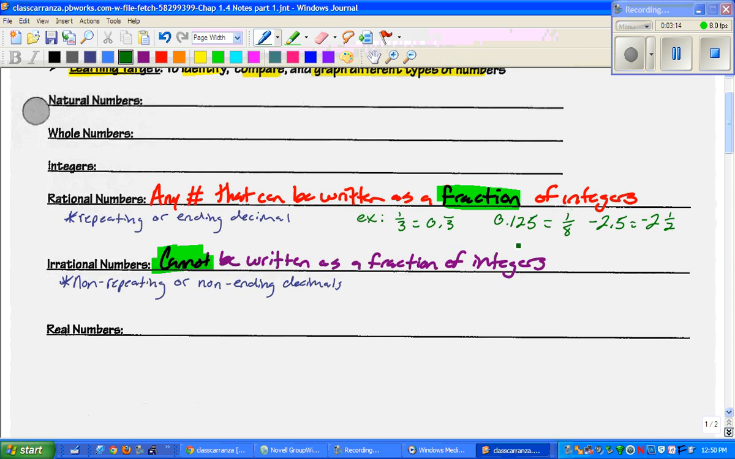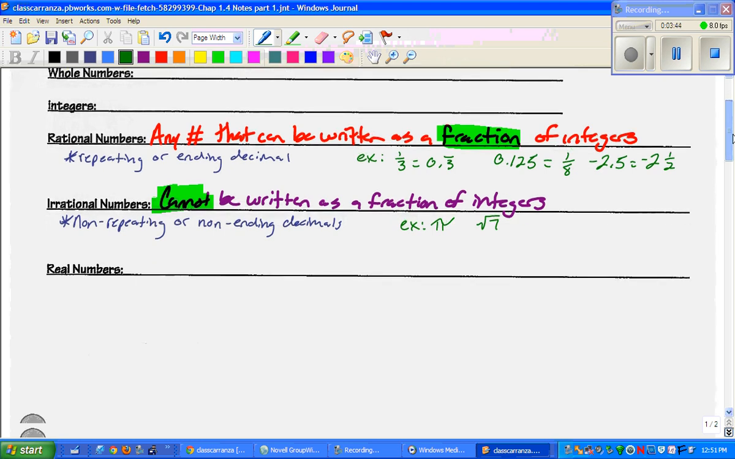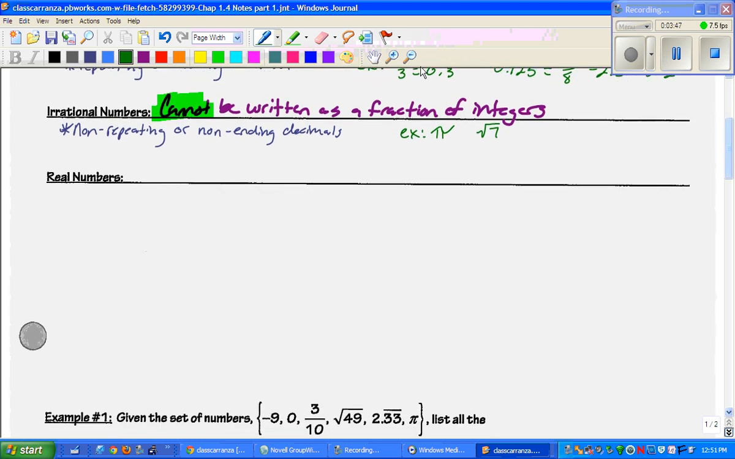And some examples that we gave in class was this number right here, pi, okay? Many of you know it's 3.14, but it is 3.1415, blah, blah, blah, and it just keeps on going. There's no pattern to it, okay? Another number would be the square root of 7. If you plug it into your calculator, there's going to be no ending to this, okay? Now, for the other ones, just make sure to look at the notes.